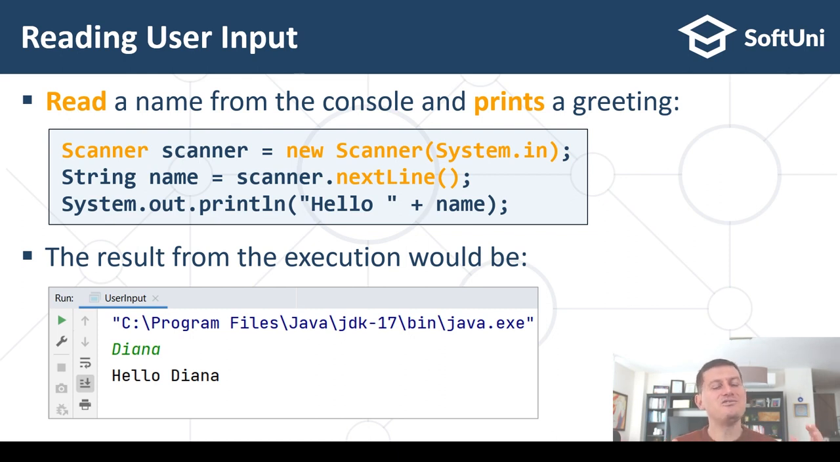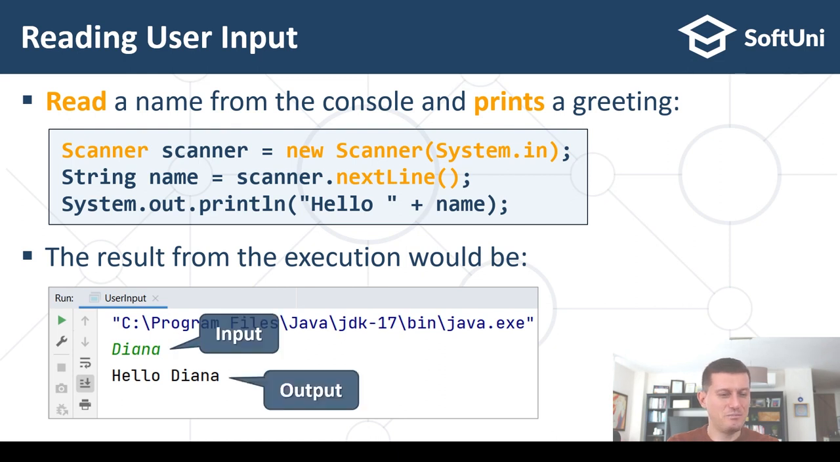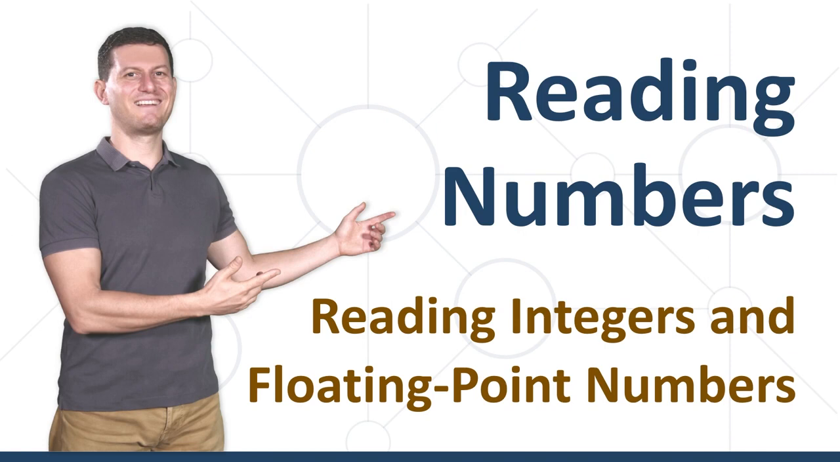So this is how we generally read text data from the console, and how we print data to the console, which is also text-based. This is the input and this is the output, as I already explained. In this section, we will read and print numbers to the console. Numbers can be integers such as 5 and 20, or floating point or real numbers such as 2.5 and minus 3.14. We shall use scanner.nextInt and scanner.nextDouble. Let's see them in action.